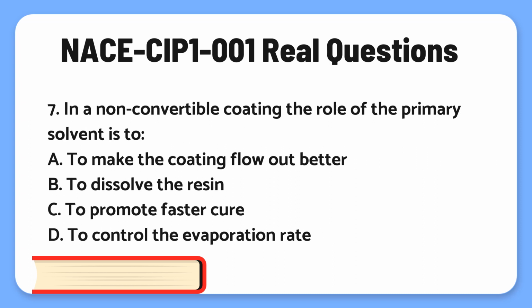7. In a non-convertible coating, the role of the primary solvent is A. To make the coating flow out better. B. To dissolve the resin. C. To promote faster cure. D. To control the evaporation rate.